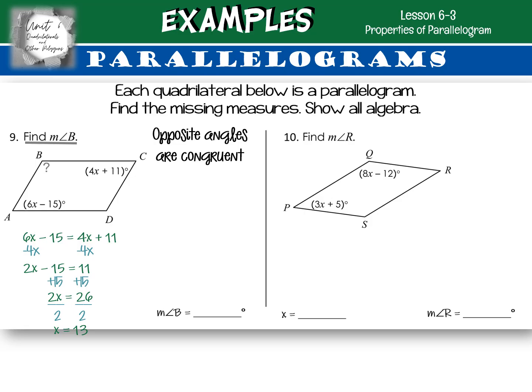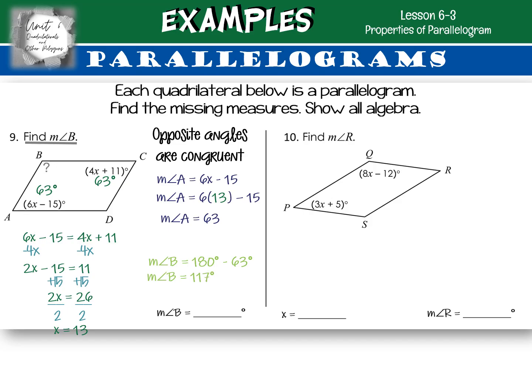We just need to find the measure of angle B. So let's plug this into the expression for the measure of angle A. We have 6x minus 15. Put 13 in place of x. Measure of angle A is 63, and we can subtract that from 180 to get the measure of angle B and D because they are the same, and that's 117 degrees.